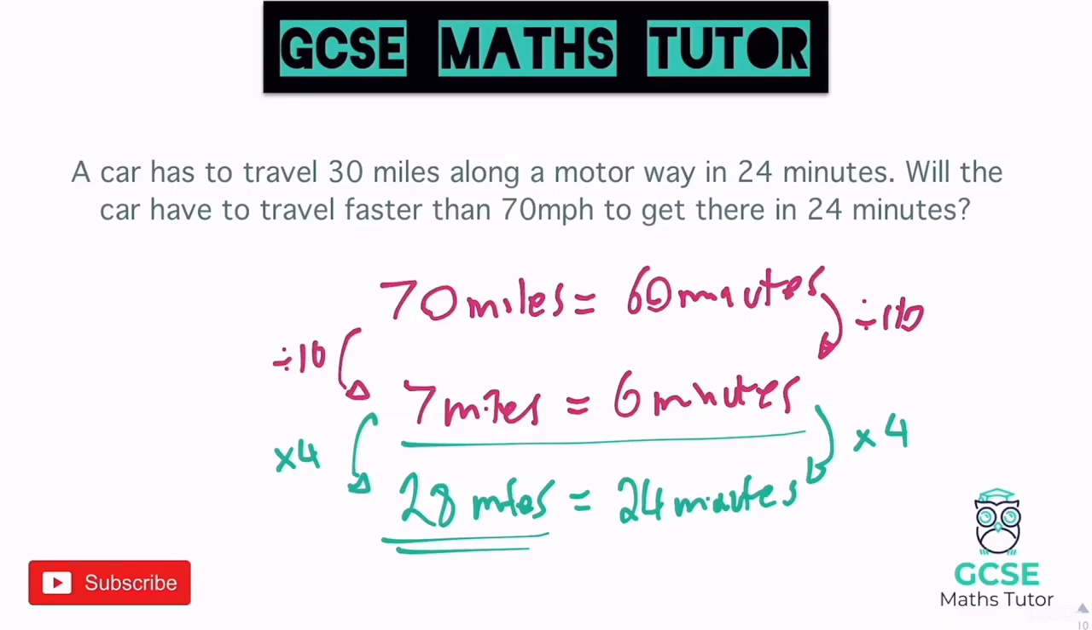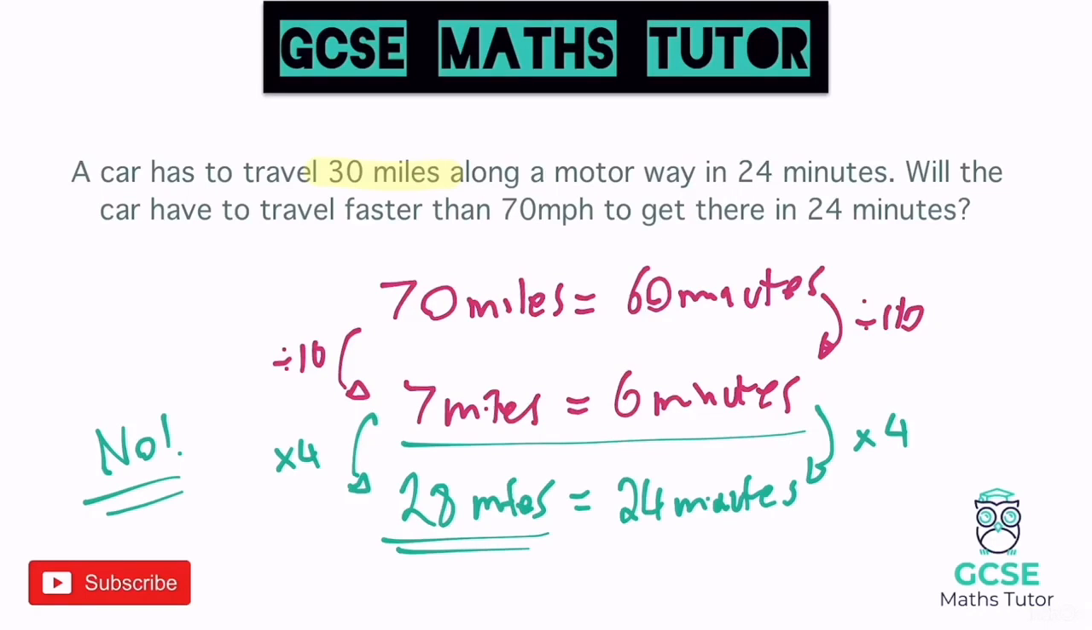So travelling at 70 miles an hour, in 24 minutes we would go 28 miles. And the question said a car has to travel 30 miles. So it's not actually going to be able to make that 30 miles in 24 minutes. It's only going to be able to go 28 miles. It would have to go over 70 miles an hour. So I would make obviously that statement no.